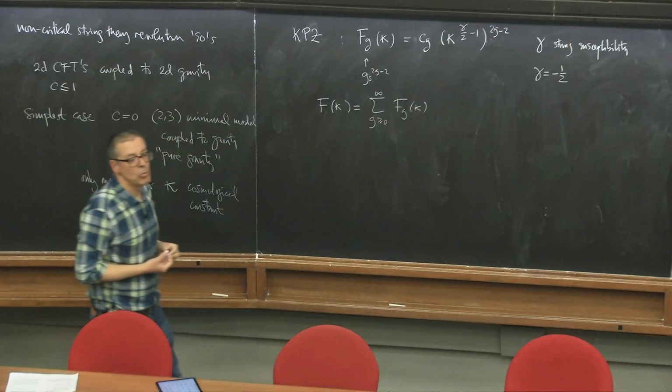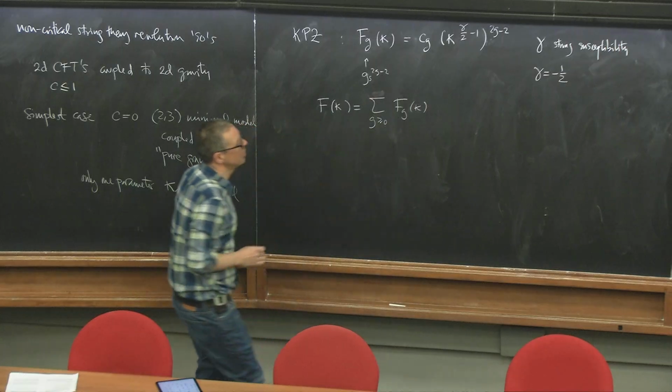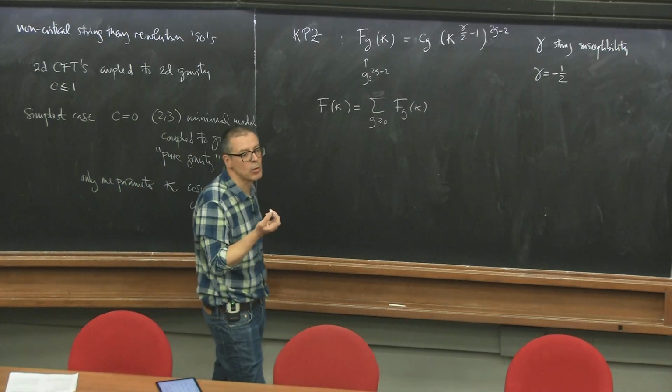Now, the question is, how do you compute these numbers? Again, this is something that in string theory directly is very hard. You can do maybe genus 0, genus 1, but doing it at all genus is very hard.